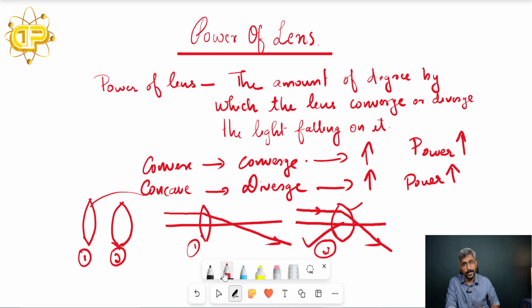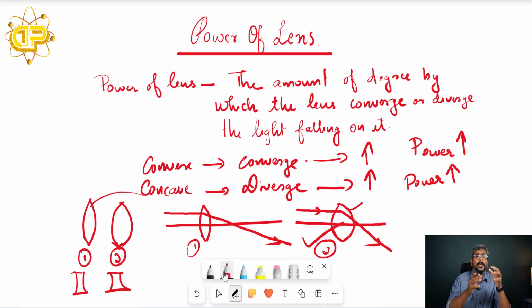So this is about the physics or story behind the power. And the same case, if you're just taking two concave lenses also, you can see the same physics. Just check which lens is diverging the light more, and that particular lens will have more power.